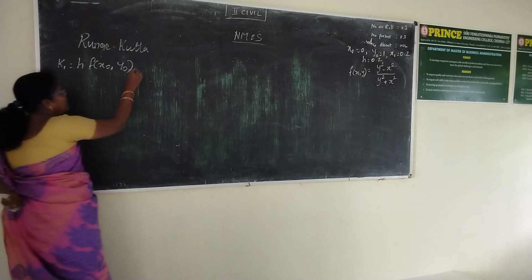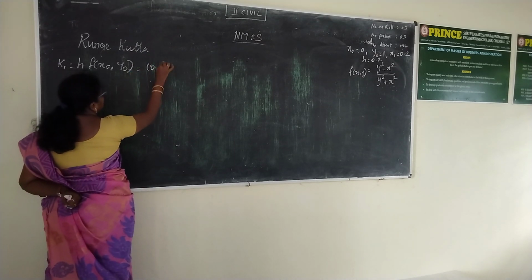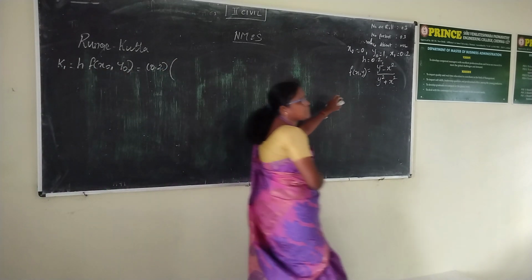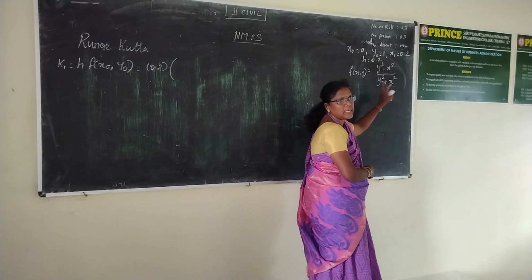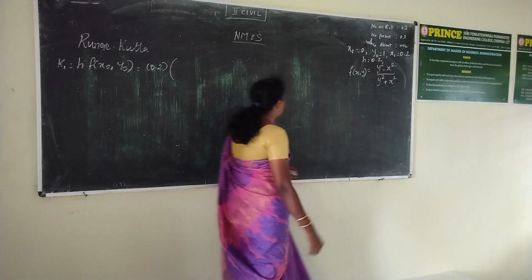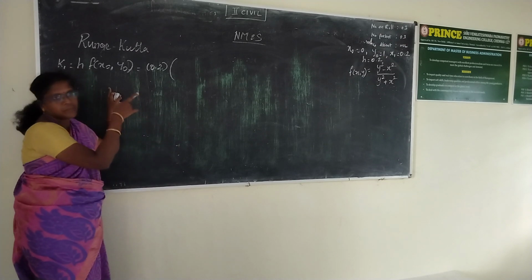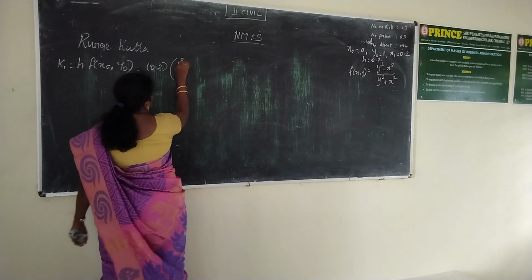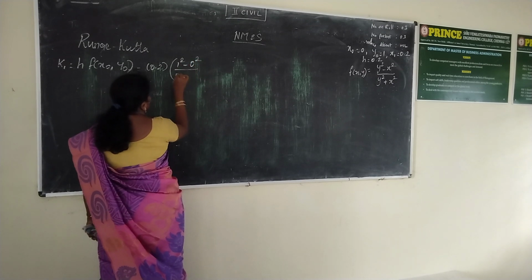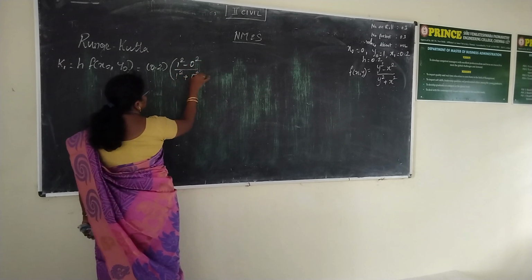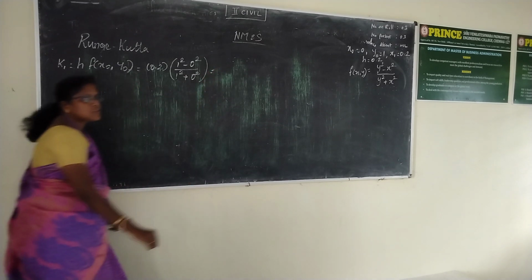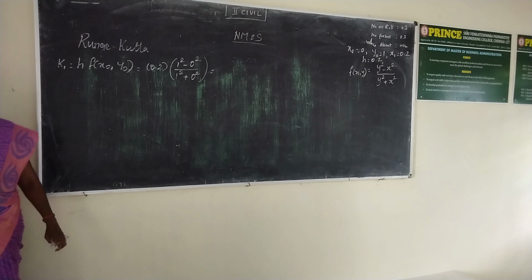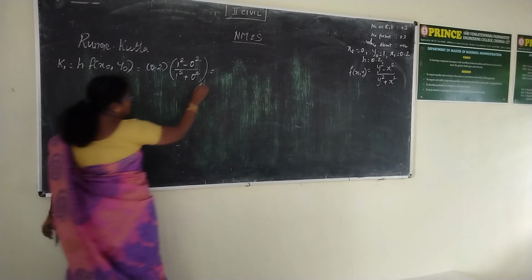So substitute all the values now. H value is 0.2. What is f of x0 comma y0? In your f of x comma y, replace x and y to be x0 and y0. So for our problem, what is x0? 0. Y0 is 1. Substitute that. So 1 square minus 0 square divided by 1 square plus 0 square. X naught is 0 and y naught is 1. What will you answer? 0.2.